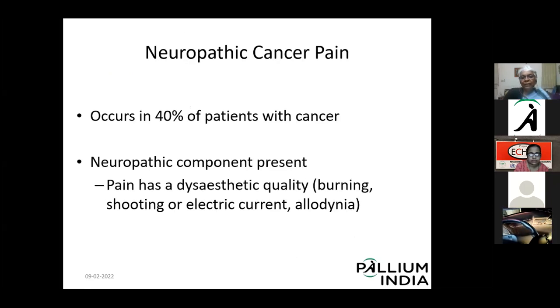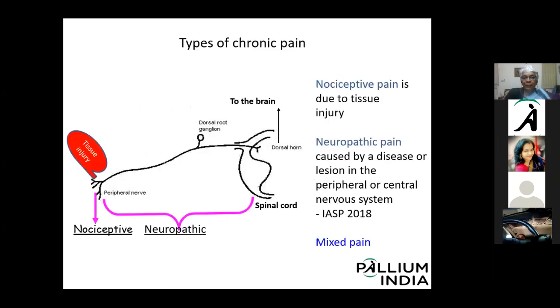Now, we are all aware that neuropathic pain can occur in up to 40% of patients with cancer. And this neuropathic component has a typical quality which differentiates it from nociceptive pain. The pain is usually dysesthetic; it could be allodynia, it could be shooting or electric current, or a burning kind of pain. That is how you distinguish that this patient has a neuropathic pain.